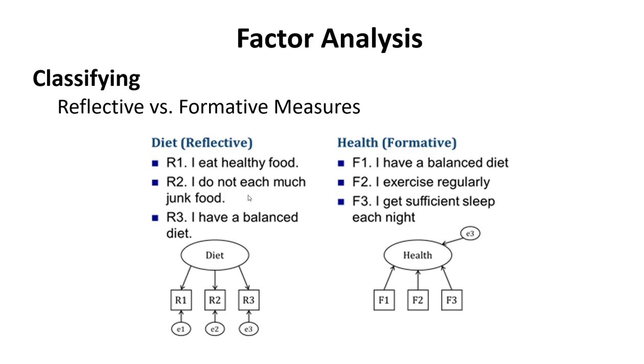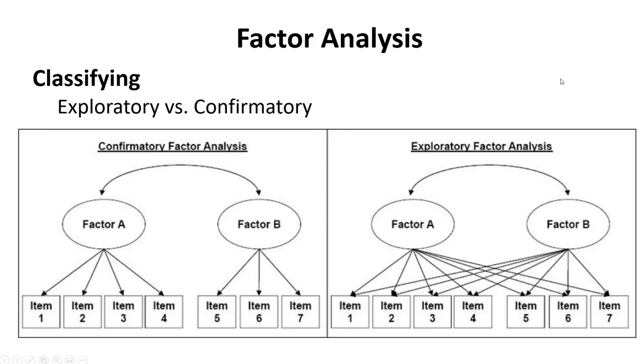It's the same as looking at many different pieces of weather data, bringing them together and forming an opinion about what the weather is. So reflective is usually associated with designed survey instruments. Formative is usually associated with a block of data that a researcher has access to. Another way to categorize factor analyses is by the stage of research.